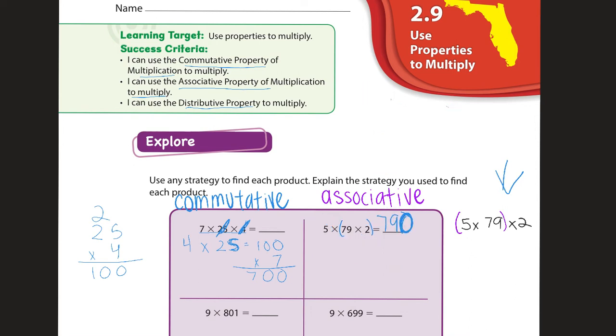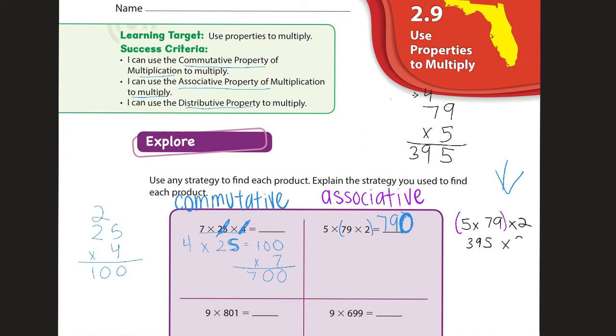Okay, I start with 5 times 79. Gonna do that over here where I have space. 9 times 5 is 45. 7 times 5 is 35. And 35 plus 4 is 39. So I answered what was inside the parentheses first, or the group that I created, because the associative property says no matter how you group it, if you're multiplying, you're actually going to come up with the same answer. So let's see, I have 395. That was my answer to this group.